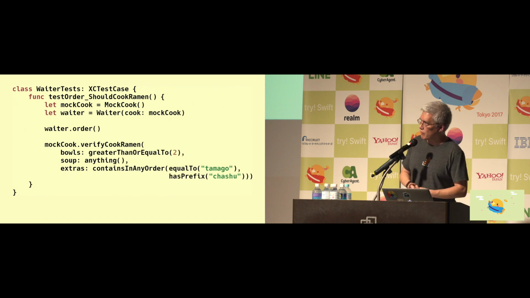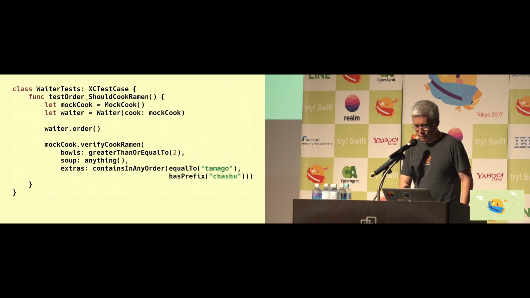For example, for bowls, we can say greater than or equal to 2, if that would make our test less fragile. Or maybe this test shouldn't care about the type of soup, so we use the anything matcher. And look at the last matcher for our extras. We don't have to specify 2 strings. We can specify 2 matchers instead. When they're both equal to matchers, that's the same as what we get with 2 strings. But we can use other types of string matchers. For example, has prefix to check for a string prefix.